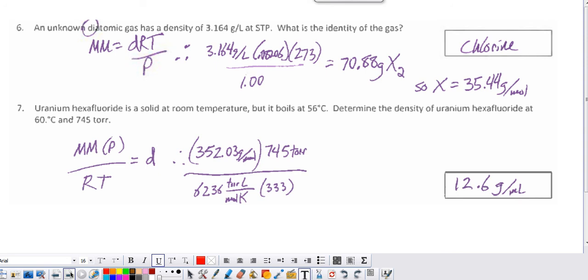Uranium hexafluoride. I had to look up uranium's mass. It's 238. Hexafluoride, 19 times 6, added it together, a big 352. That's a heavy molar mass. Plugged all the other pieces in.